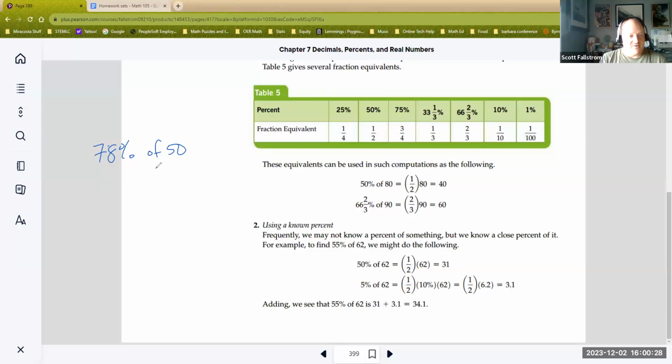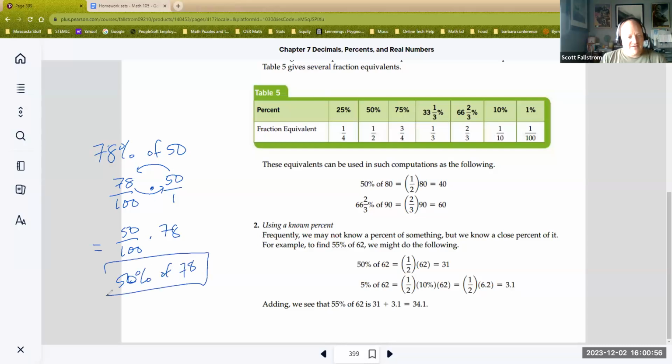But remember what this represents. Of is the multiplication. So we're multiplying by 50. 78%, write it as a number, 78 over 100. And now use the commutative property of multiplication. So this becomes 50 over 100 times 78. And that's 50%. So what you've really done is you've said, guess what? 50% of 78 is exactly the same thing as 78% of 50.